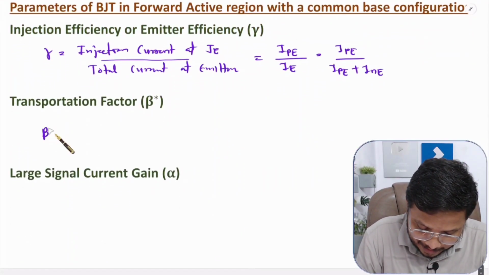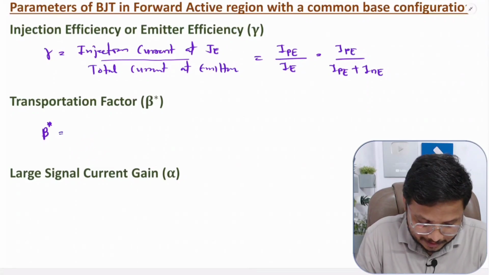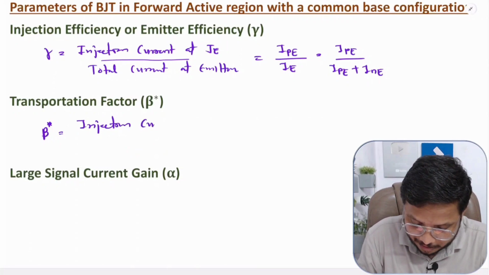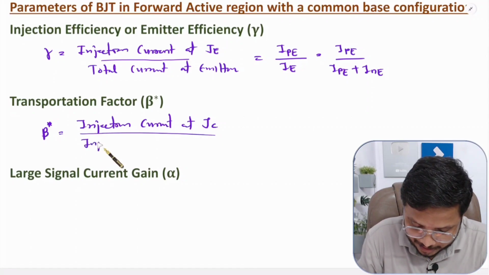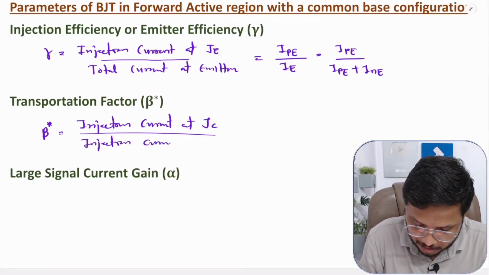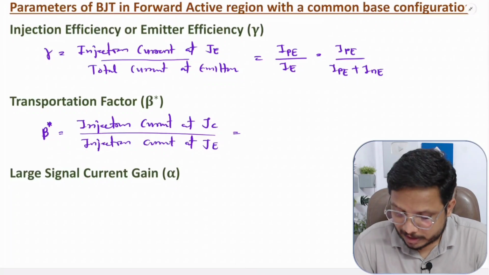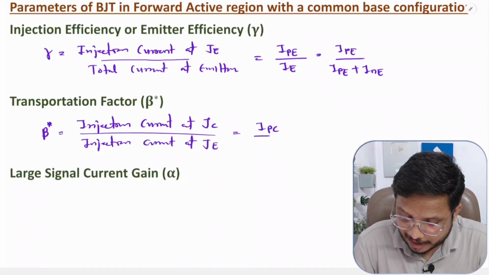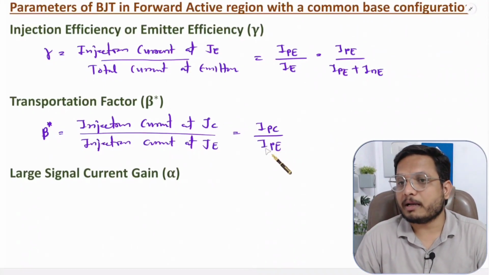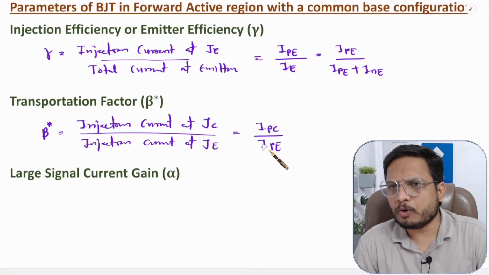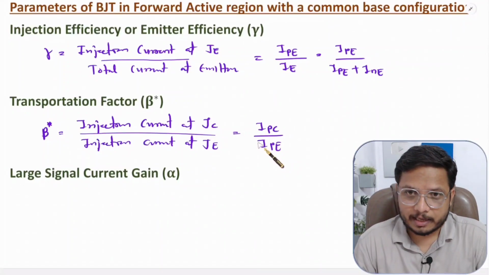This beta star, the transportation factor, is the injection current at JC divided by the injection current at JE. The injection current at JC is IPC, and the injection current at JE is IPE. So this is the transportation factor beta star. These are the currents due to holes, as we are talking about a PNP BJT.